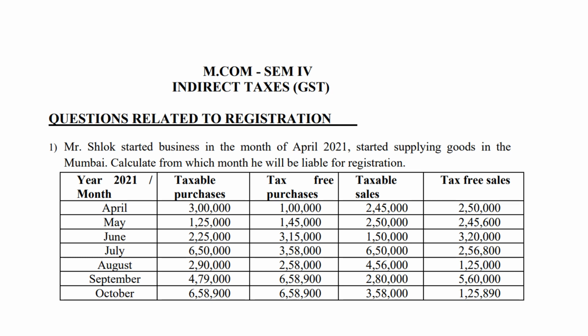Mr. Slok started business in the month of April 2021. Started supplying goods in Mumbai. Calculate from which month he will be liable for registration. So they have given us the months from April to October, then taxable purchases, tax-free purchases, taxable sales and tax-free sales in the problem, sir. So as we know, taxable purchases and tax-free purchases are not included in aggregate turnover. We are not going to take this. Let's see the solution from the problem, sir.